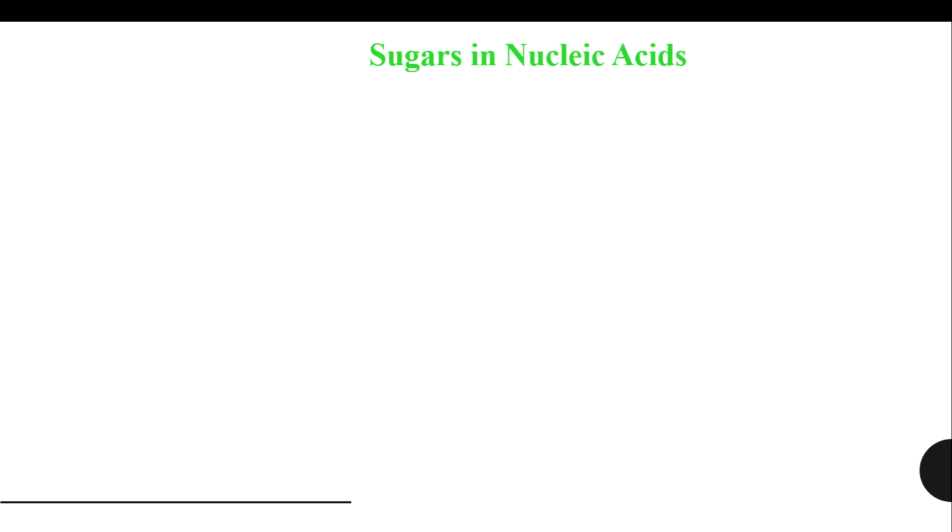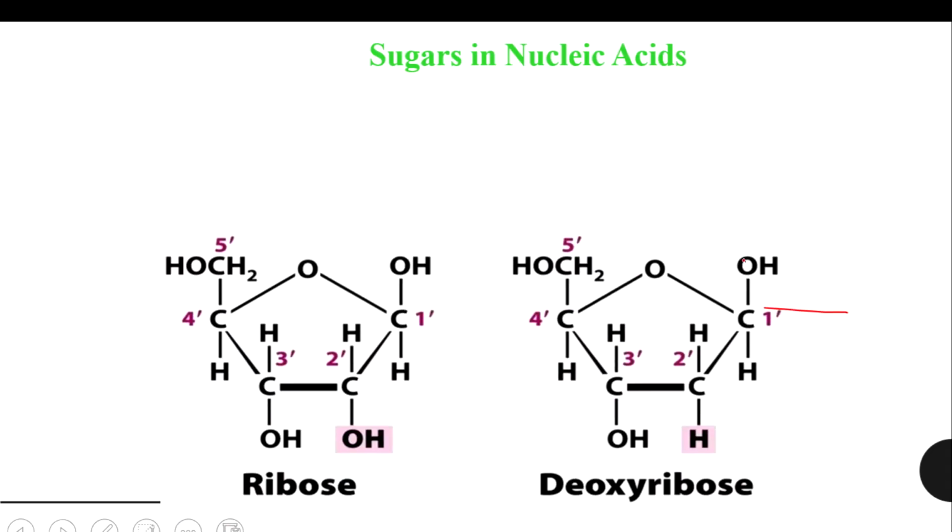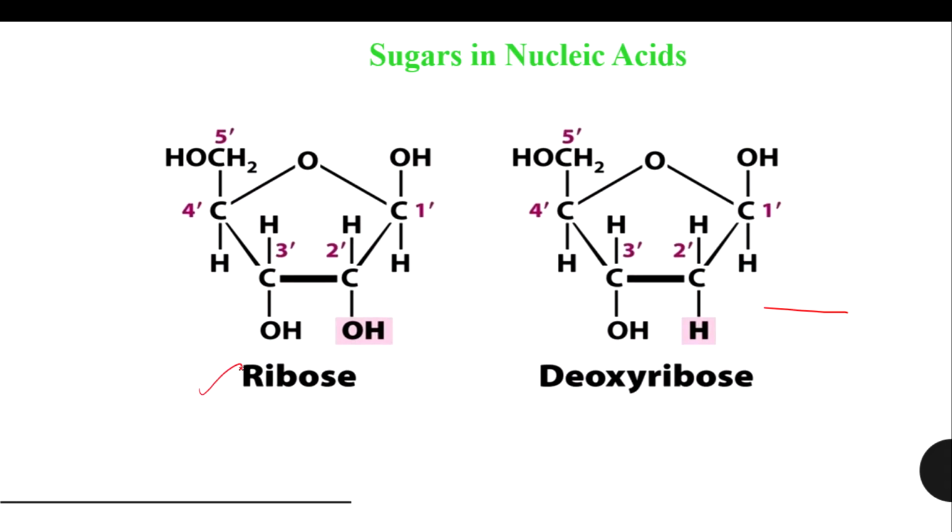And next one was sugars in the nucleic acids. These sugars are basically of two types: one is ribose and one is deoxyribose. The difference between ribose and deoxyribose is the presence of oxygen in the second carbon in ribose, and the absence of oxygen in the second carbon in deoxyribose. And next one was phosphate. This is the phosphate structure, PO4 minus 3.